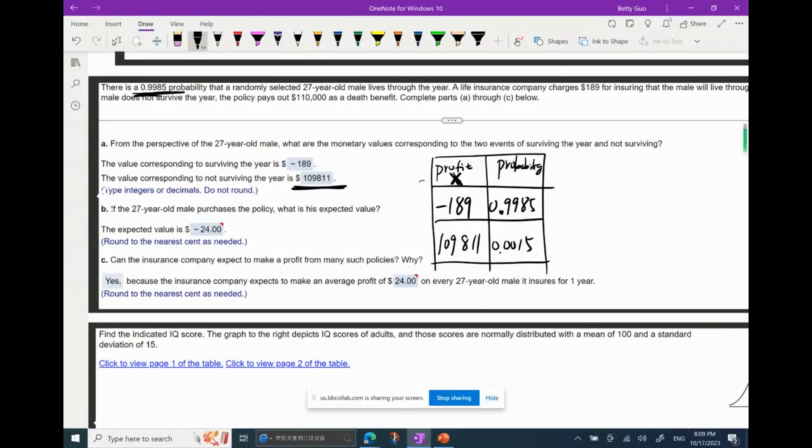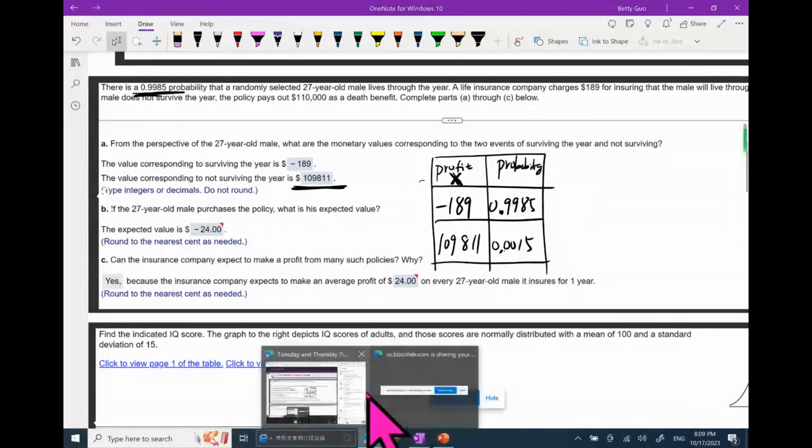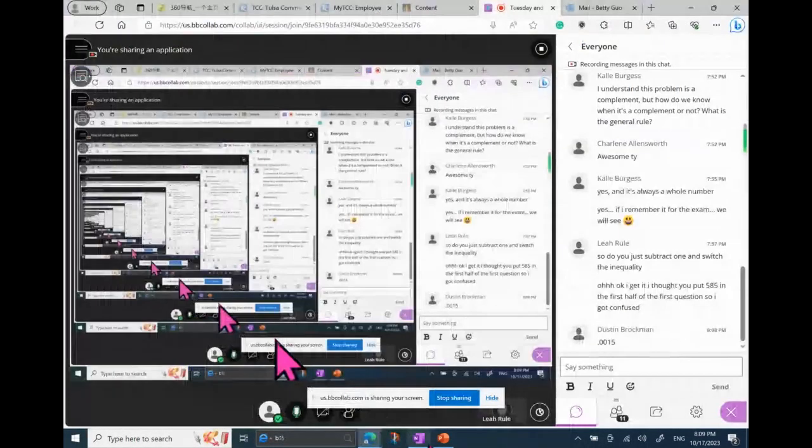0.0015, so 0.15%, or 1.5 per thousand, or 15 per 10,000. So 15 people every 10,000. That's the people who didn't survive at that age. Okay, awesome. Thank you, Dustin.